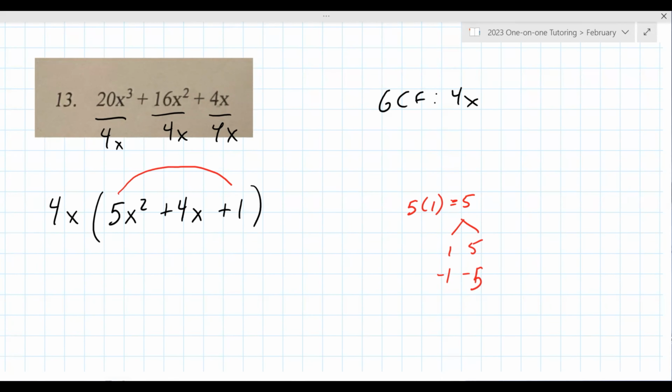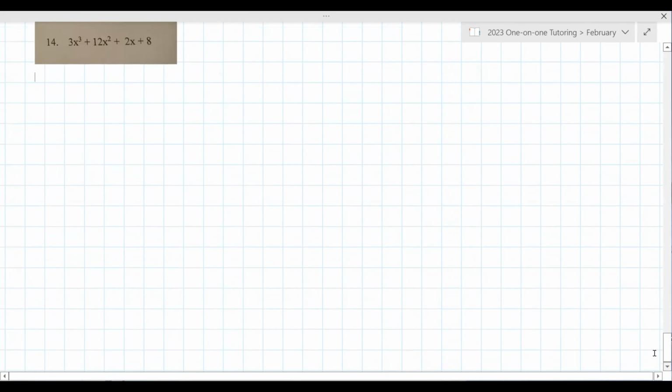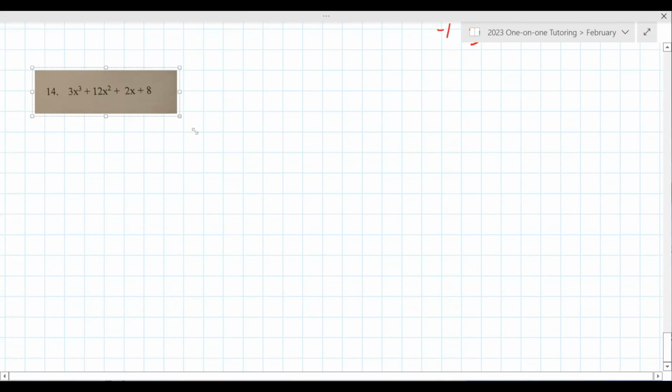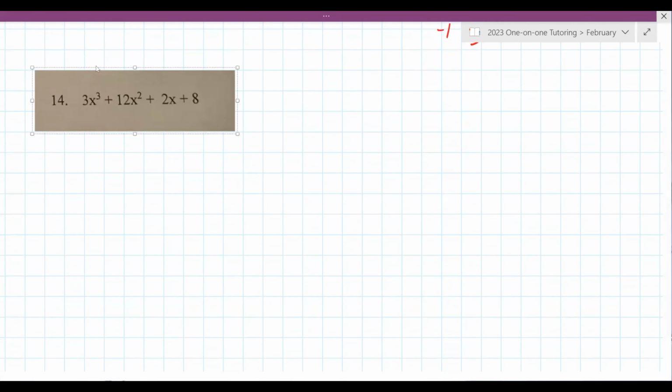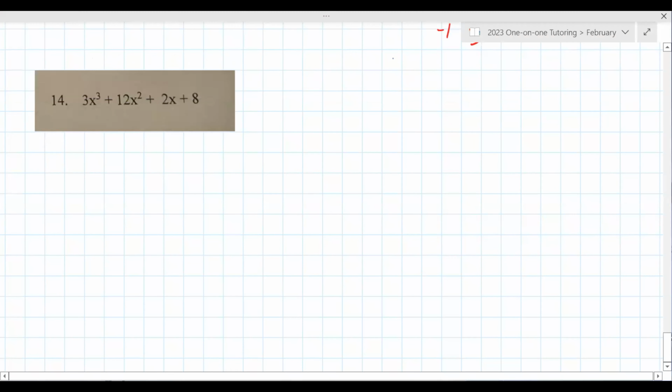All right, so let's take a look at 14. So 14 is not really related to the previous ones. It is a factoring, but it's a grouping problem, factor by grouping. And the thing you're looking for with grouping is it usually has 4 terms. It's usually got a power of 3 or more in it.